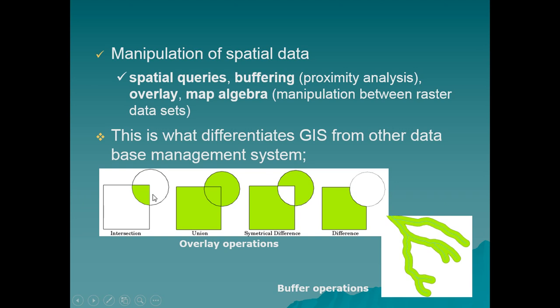Right, so as I said, these are some examples of overlay operations with vector data. You have the intersection here. Green represents the results that would be returned. Union gives you everything from the two different data sets. Symmetrical difference, if you look at it, is the actual opposite of intersection. And difference gives you only what is returned from one data set. These are just a few examples of some of the spatial analysis operations that can be carried out in GIS.